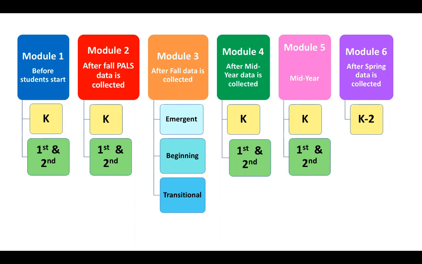Module 3, we break it down by emergent, beginning, and transitional. And in module 6, we right now have it together for K and 1 through 2, but that might change, not sure yet. As I said, we're still working on revising them and getting feedback and making it the best we can.